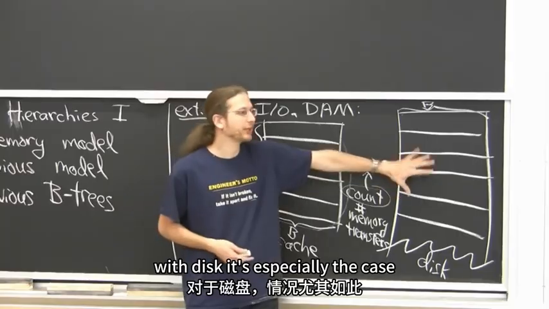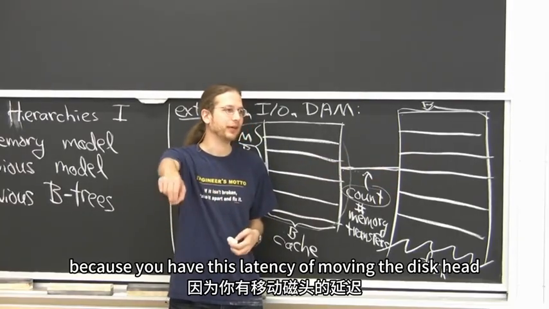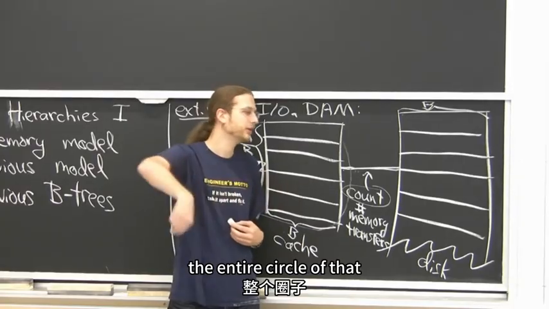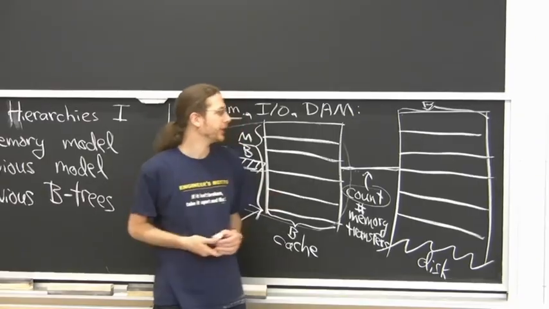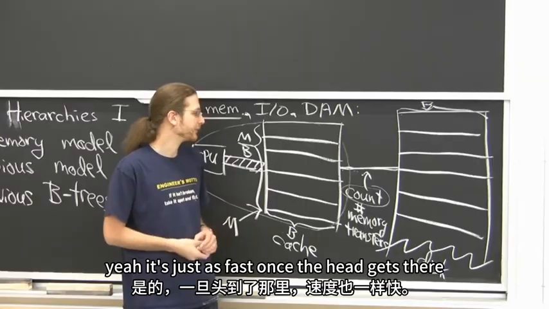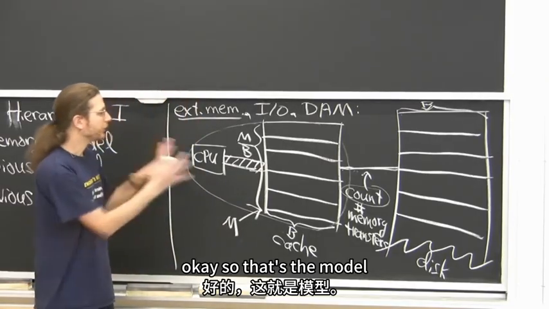With disk, it's especially the case because you have this latency of moving the disk head. Once you move the disk head, you might as well read the entire track, the entire circle of that. If we're dealing with hard drives, it's just as fast once the head gets there. Okay, so that's the model.